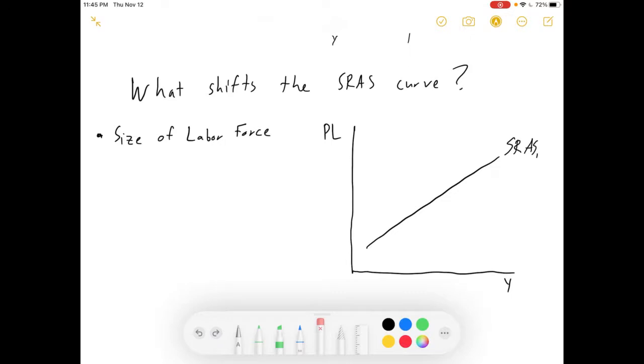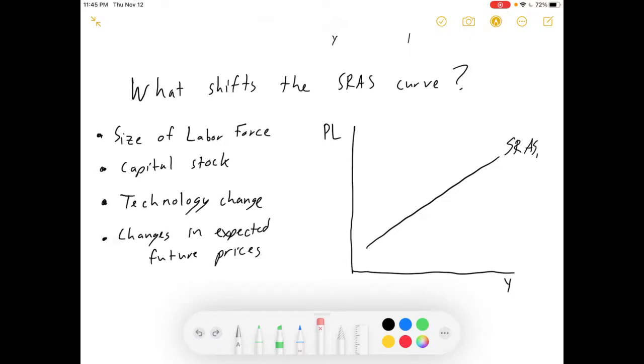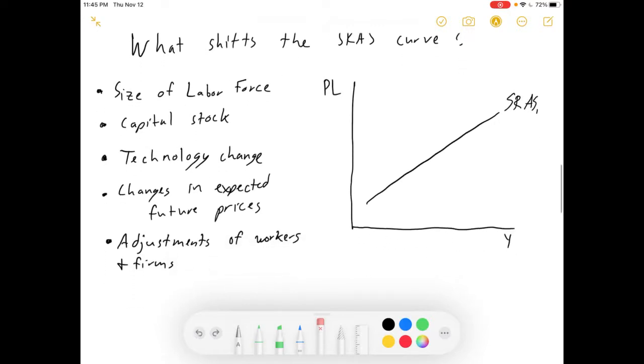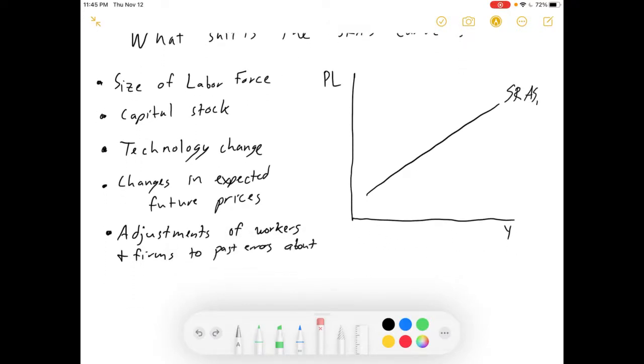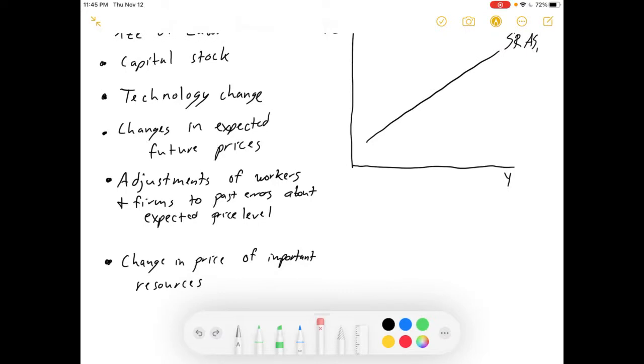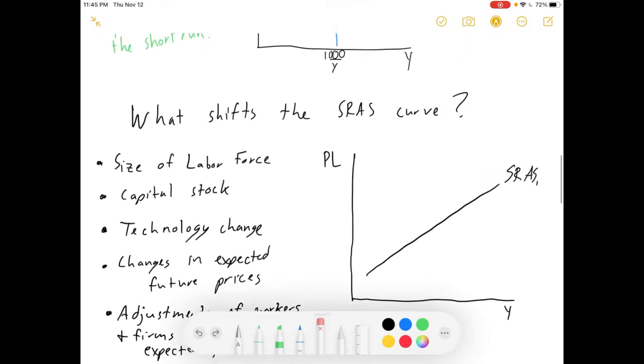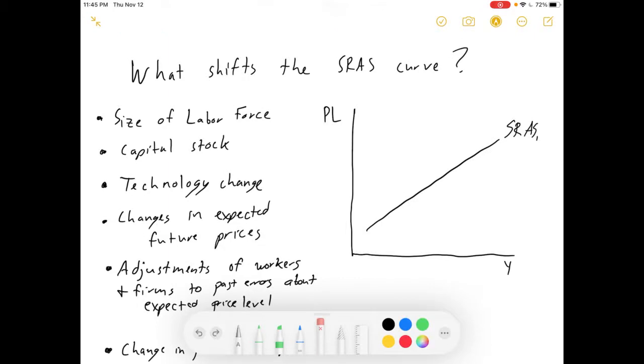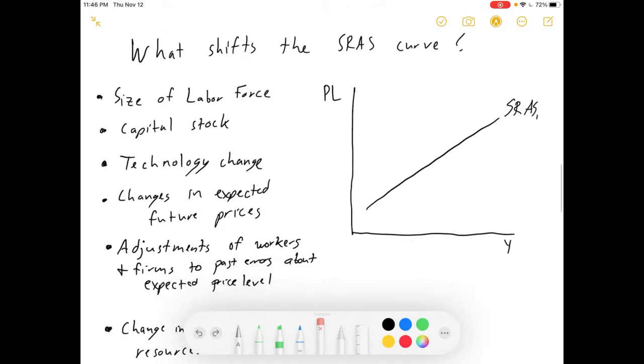Things that can change it: the size of the labor force, how much capital stock is in the economy, technology changes, changes in expected future prices, adjustments of workers and firms to past errors about expected price levels. Meaning, if our expected price level was wrong, that can make it so we change the short run aggregate supply curve next. And then also the change in price of important resources. That's a lot of things that can move this, and these all affect our economy's productive capacity.